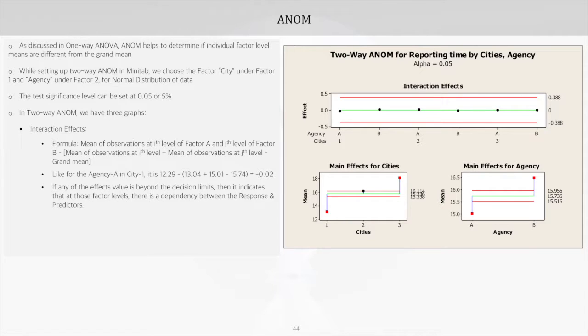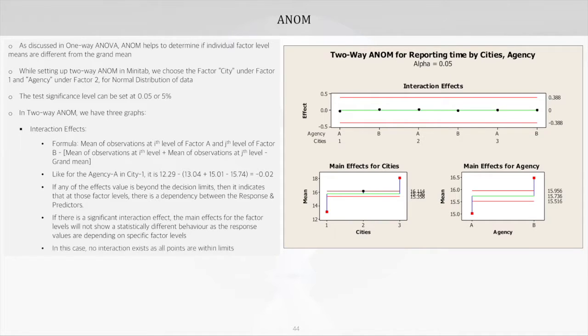Now, if any of the effects value lies beyond the decision limits, then it indicates that at those factor levels there is a dependency between the response and predictors. And if there is a significant interaction effect, this is very important to remember that the main effects for the factor levels will not display an accurate representation. Why? Because the response values are getting impacted by the change in factor levels. Now, in this case, we can see there is no interaction as all the points are within the limits.